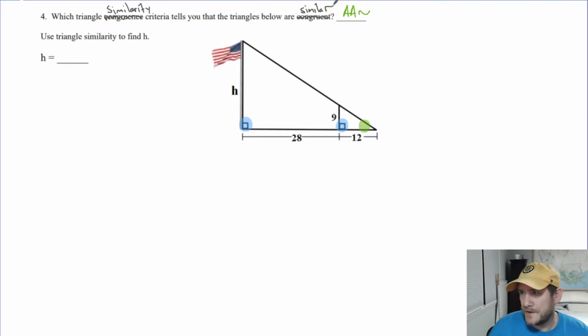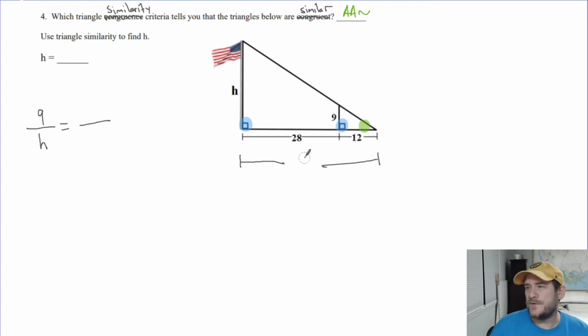There, that's better. Anyway, it's angle-angle. So to solve, I'm not going to be as careful as I was for the past couple problems. I'm not going to pull these triangles apart. I can see the 9 corresponds with h, so I'll set up one ratio that's 9 over h. And then I don't see that 12 corresponds with 28. What I see is that 12 corresponds with the whole side, which is going to be 40, so it'll be 12 over 40. Again, you don't have to pull the triangles apart.